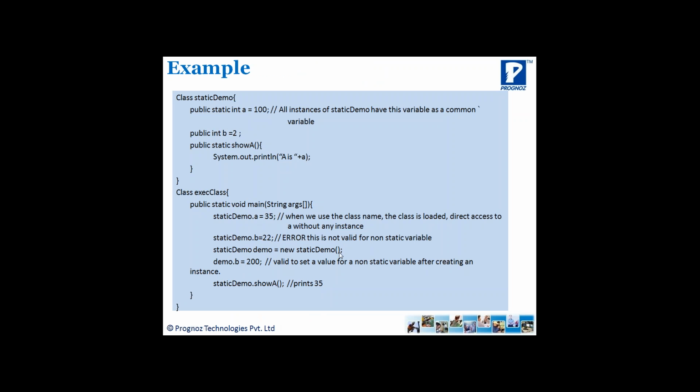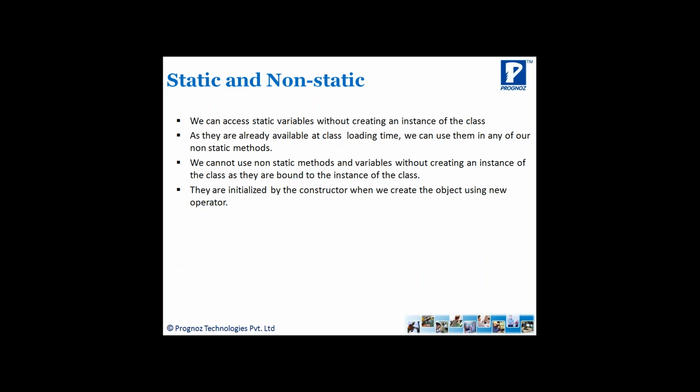Okay, and here we create an object. Now it's possible to set demo.b equal to 200. Now you can call show a, and you will get a as well as b. Fine. So this is how we can access static as well as non-static.